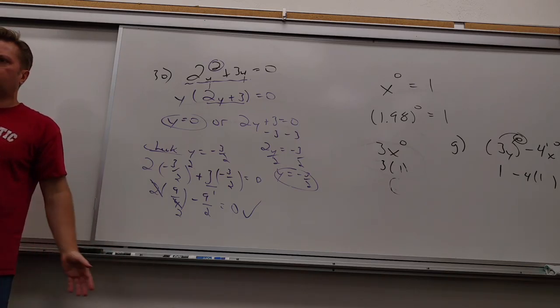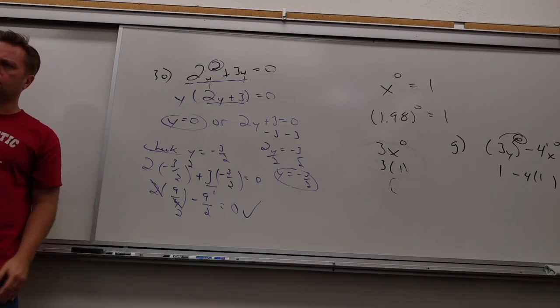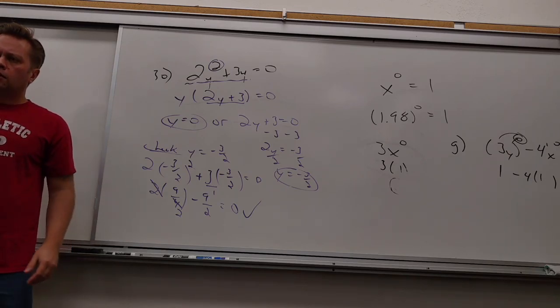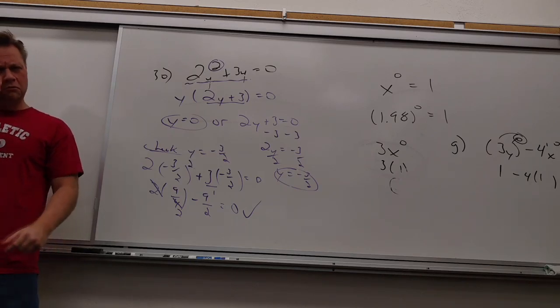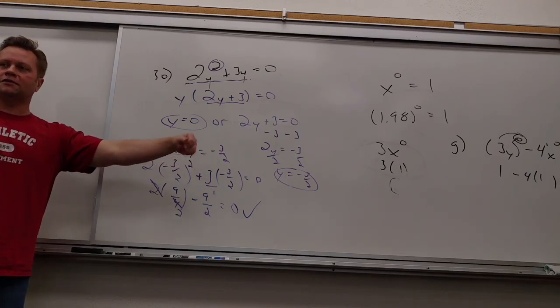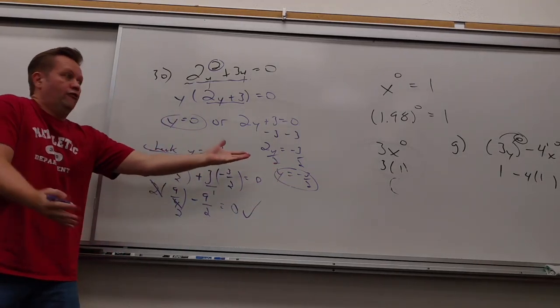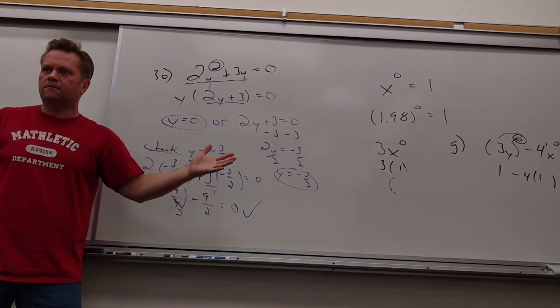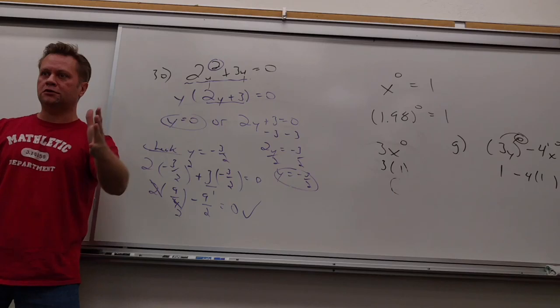For the homework, did we have to check both values? I don't think it said check. If it says check, you've got to check both. If your answers are 0 or negative 3 halves, and you check only one of them, that's half of your answer. You don't know if your answer is right. Your answer is these two things, so you've got to check both.